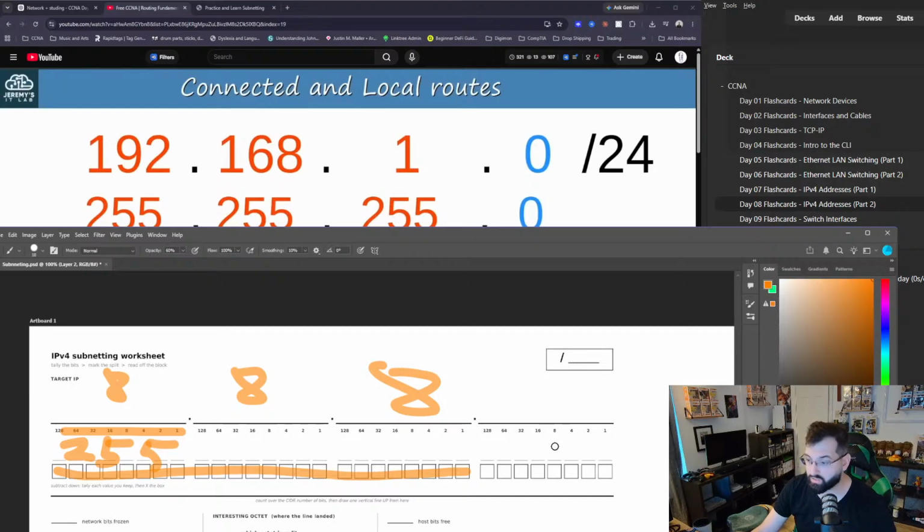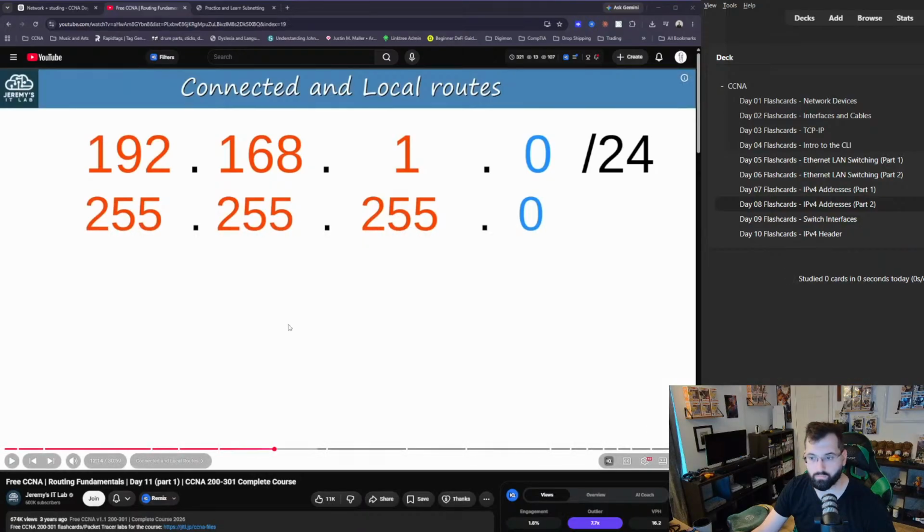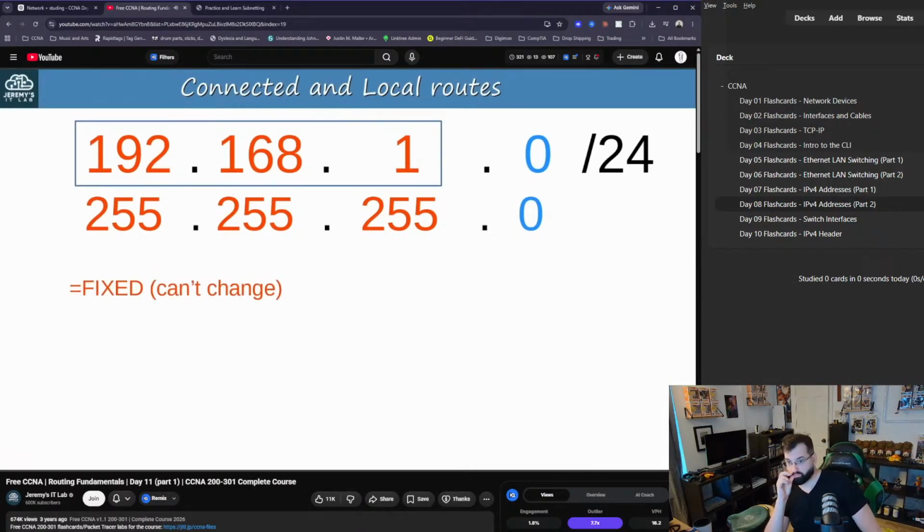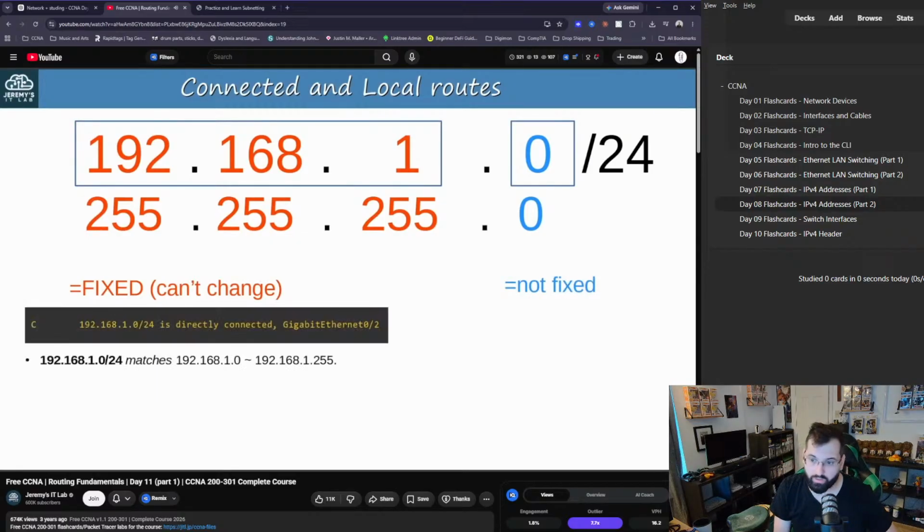And that's why we have 0 here, because this is 24. So we're only adding up to 24. So that means that these are all free. Oh, I hope that makes sense. So each octet is 255. These bits are fixed. They can't change. However, the last 8 bits, the last octet, are not fixed. They can be any number. Yeah, they're free. So the route for 192.168.1.0/24 matches 192.168.1.0 to 192.168.1.255.